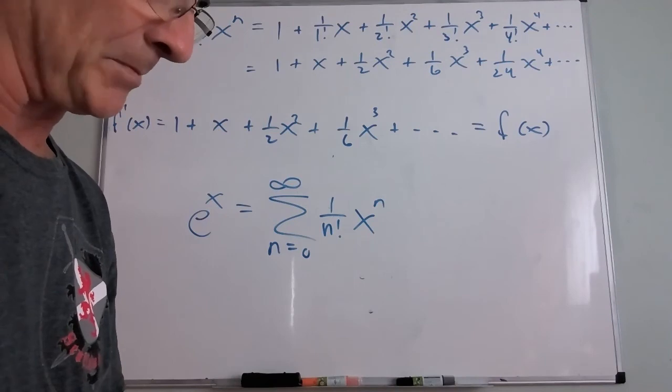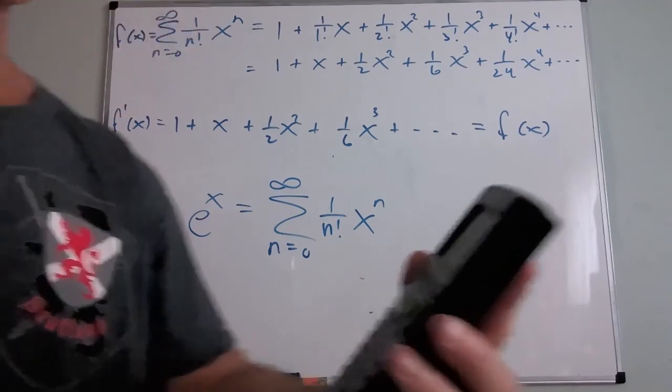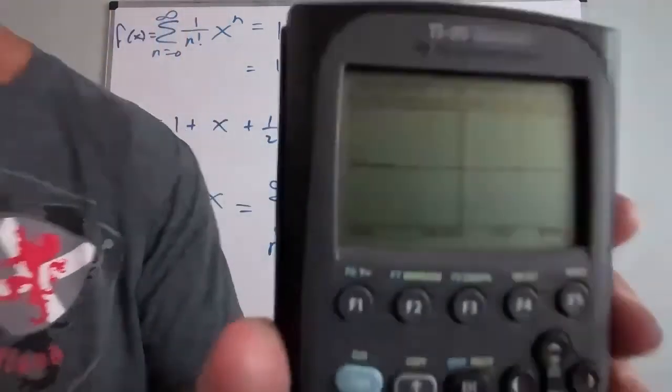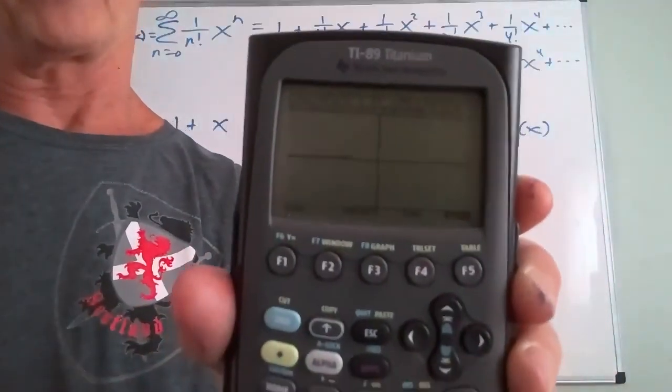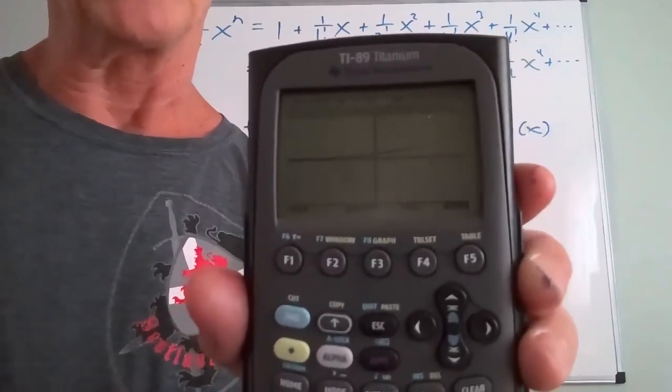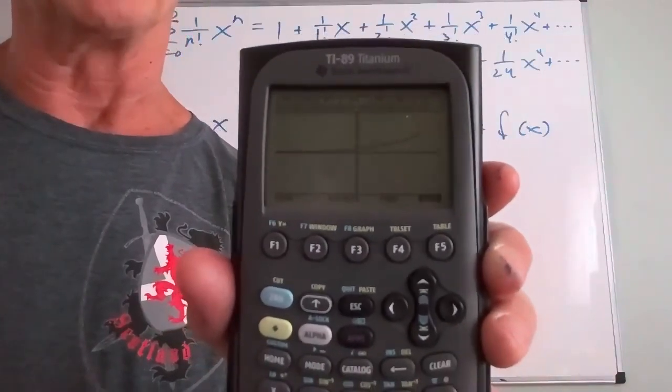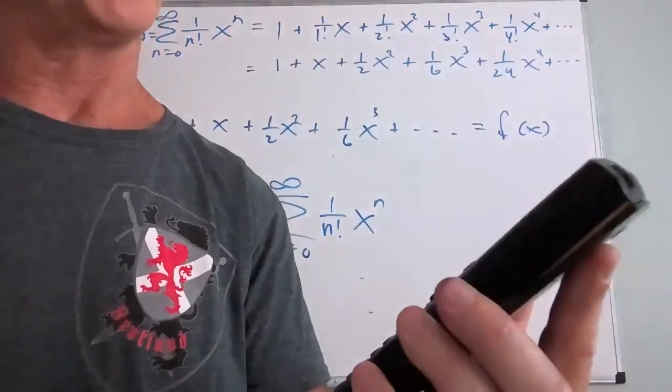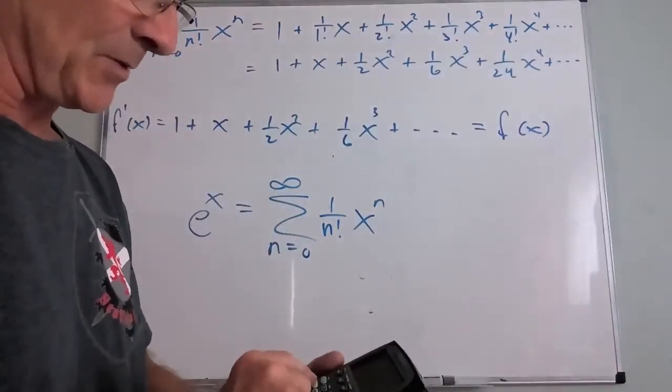I could obviously make it a bigger window, but I want you to be able to see what's going on. Now I'm going -2 to 2. And so you see something happening here. You're going, yeah, that graph looks vaguely familiar.